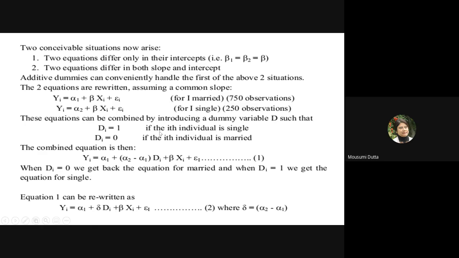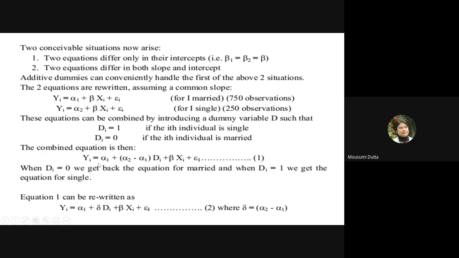And di is equal to 1 if the individual is single. So for this group, the intercept is alpha 2. Alternatively, if you set di to be equal to 0, this entire term will vanish and the intercept will be alpha 1. So we can accommodate both the groups in a single equation using the dummy variable. In that case, we have to write the coefficient in the form of a difference from the reference category.